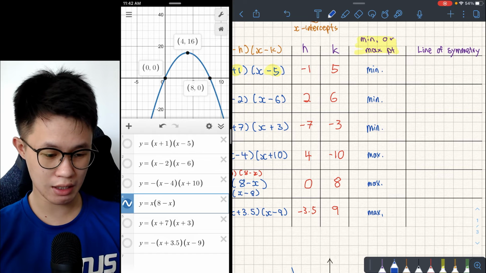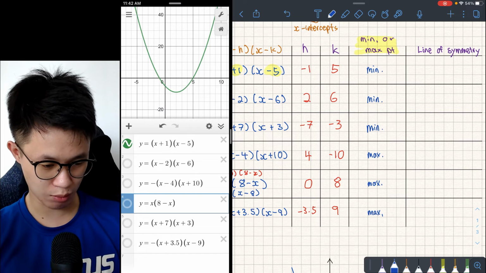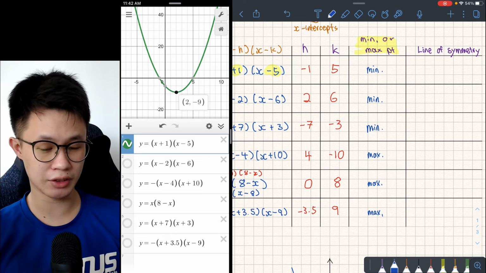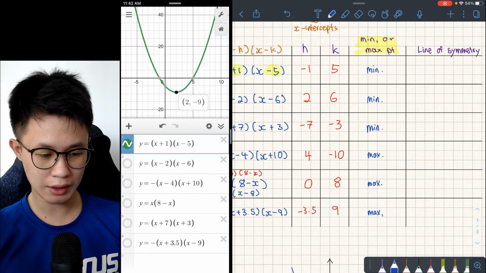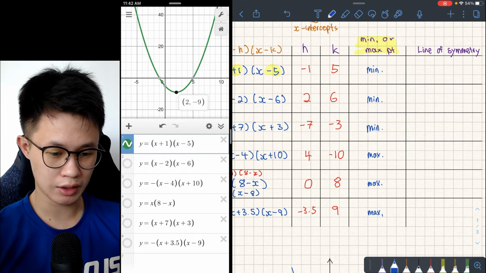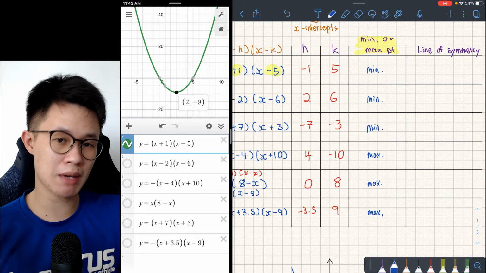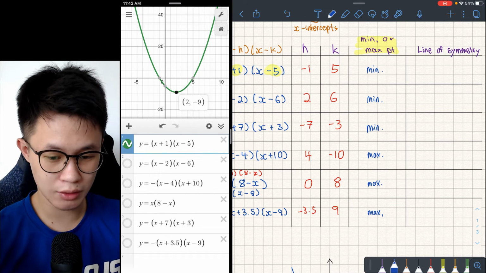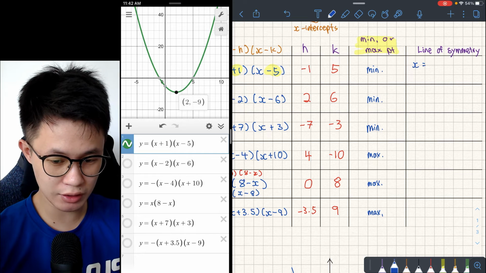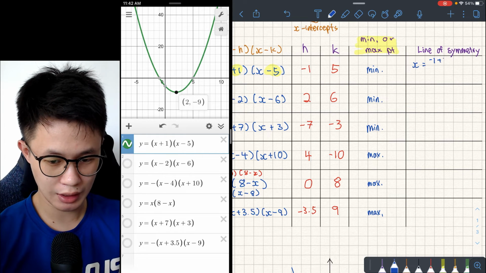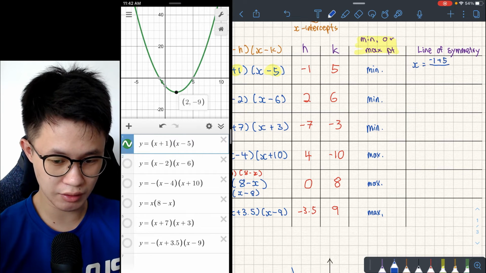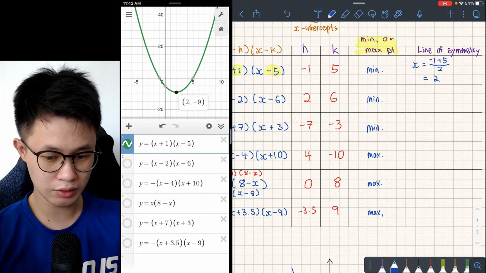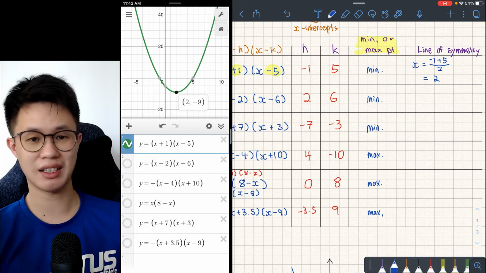So in this case, let's look at x plus 1 times x minus 5. The x coordinate here of the turning point is 2. But can we actually get 2 from that? Okay, as I said, it is right smack in the middle of the x-intercepts. So what I can do is take the x-intercepts, add them together, and divide by 2. Okay, I will actually get a value of 2. Ta-da! It is just the x-coordinate of the turning point.